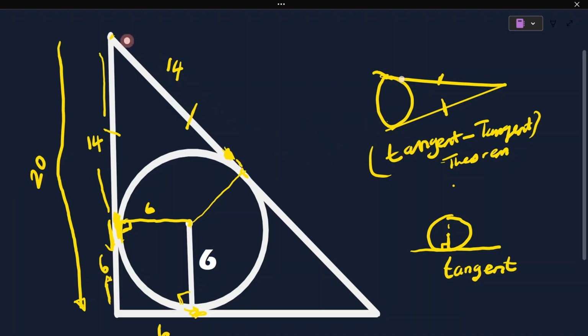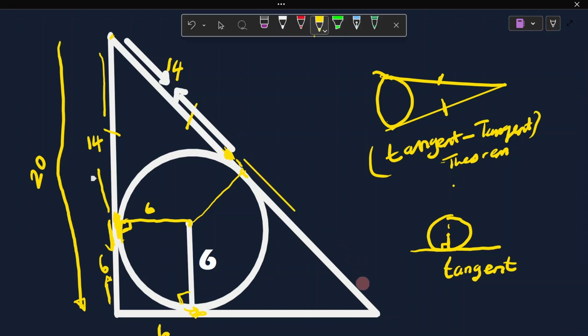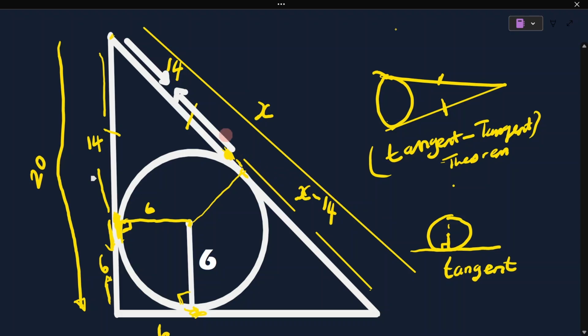Therefore, since from here to here is 14, that means from here to here will now be s minus 14, because when we add the total length, we'll be able to get back the value of our x. So what do we need again?